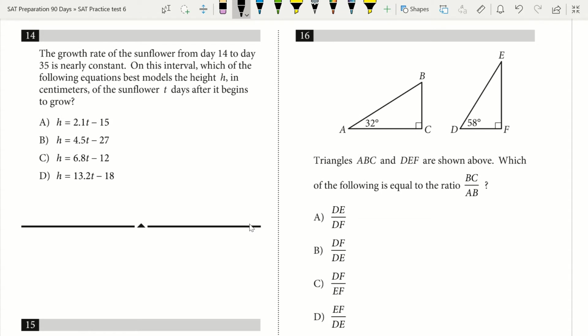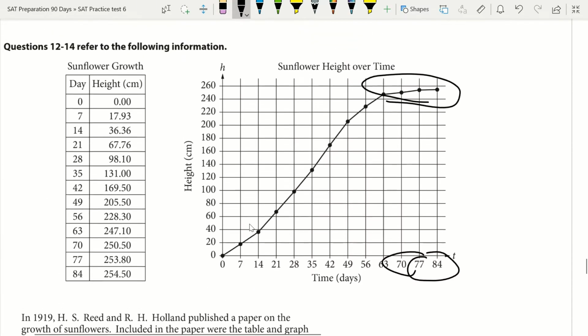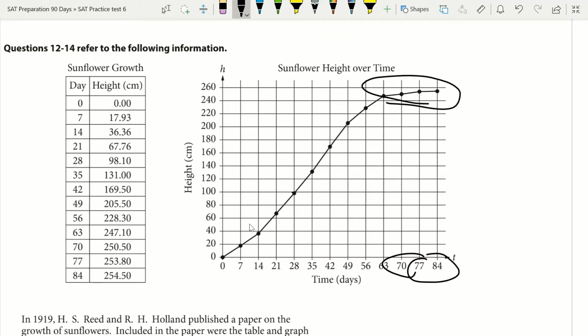All right, now we got question 14. The growth rate of a sunflower from day 14 to 35 is nearly constant. On this interval, which of the following best models the height h in centimeters t days after it begins to grow? Let's take a look at day 14 to 35. We want to draw a straight line down to find our intercept. We follow this line down and see we're going to have a negative intercept, and we're increasing from right around 40 to 70, so that's going to be right around 30 over 7 as our slope.